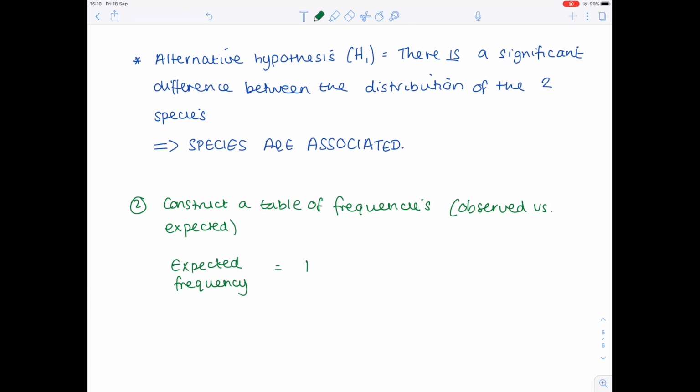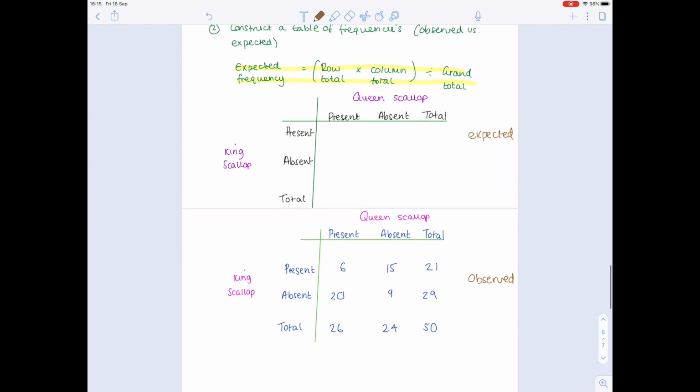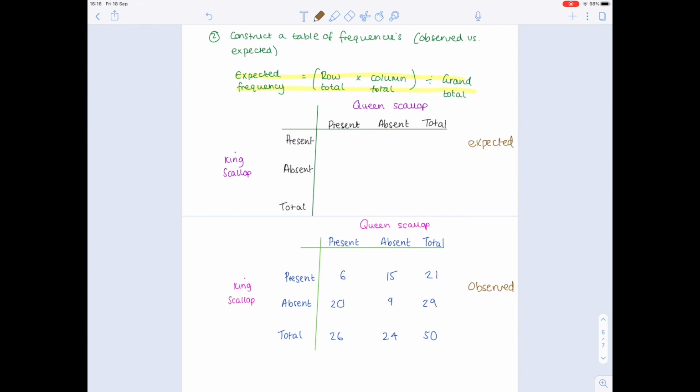The expected frequency is the row total times the column total, and then that number is divided by the grand total. So this is a very important formula. To make it easier for you to see what's going on, here we have our observed numbers versus the table up here, which we're trying to construct of the expected numbers. Now, to work out those numbers in that empty table, just follow the instructions given by the formula, which was do the row total times the column total divided by the grand total.